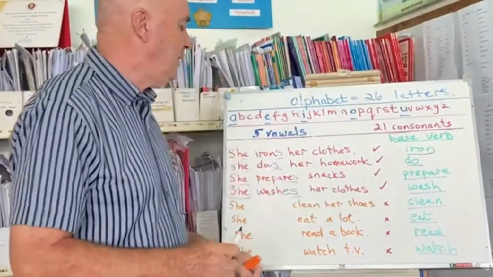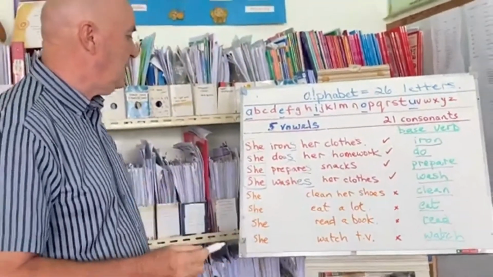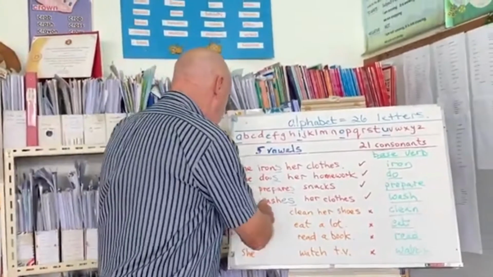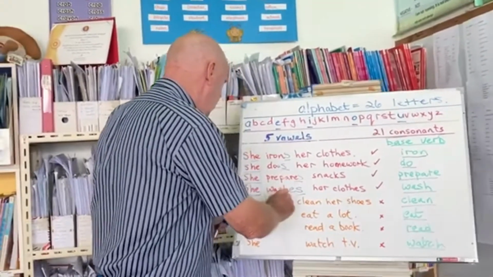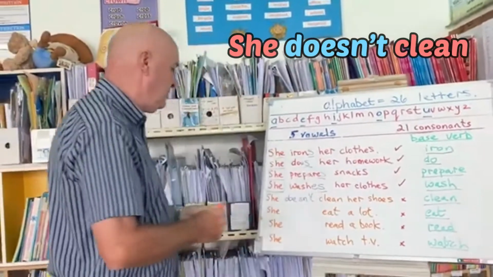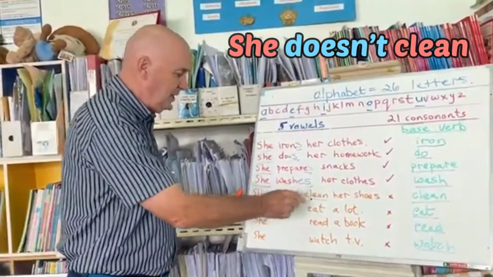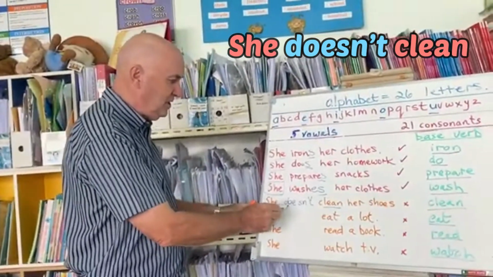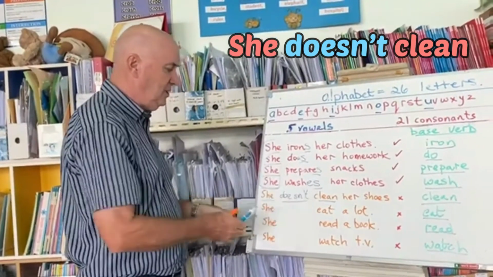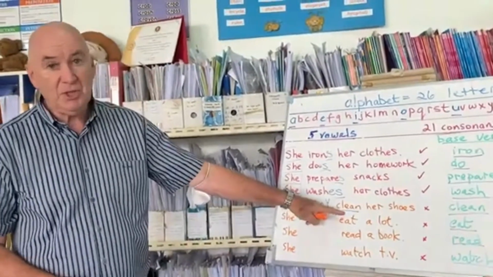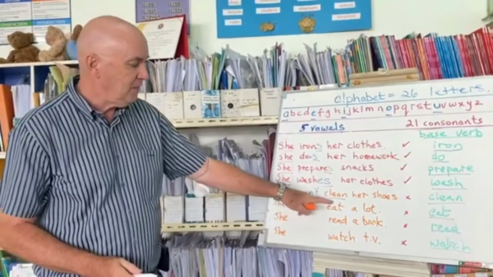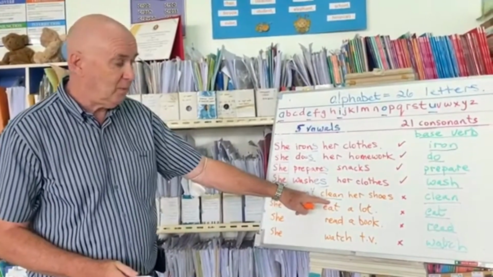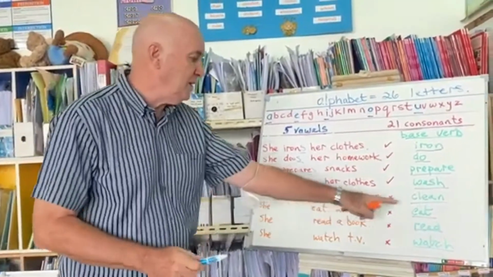Our base verb is clean. The subject is she, so we have to say does not or doesn't. Base verb is clean, subject is she. To say no, we say does not. Notice I don't change the base verb. I change do to does. I don't change this base verb. When I say no, we don't change the base verb.